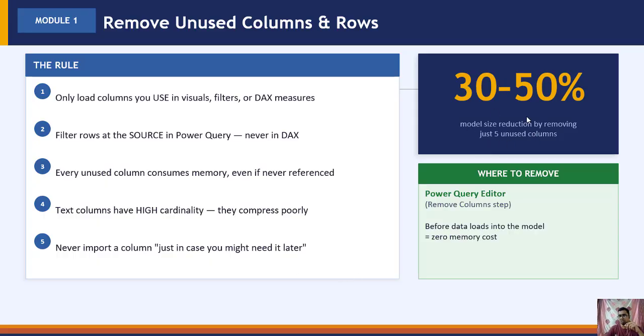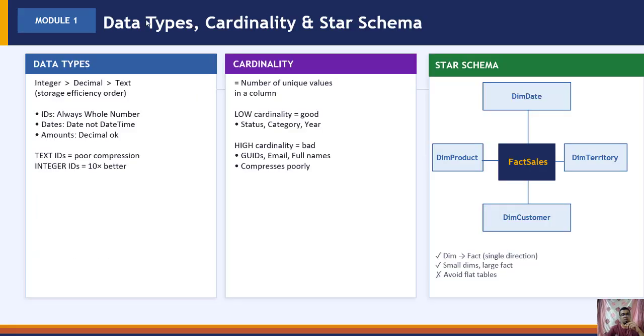And the second thing, you can see a 30 to 50% model size reduction by removing just 5 unused columns. So the first performance boost is this one, remove unused columns and rows, because it improves our performance by up to 30 to 50%. So we need to take care of it as the highest priority. Second thing, data types, cardinality and star schema.